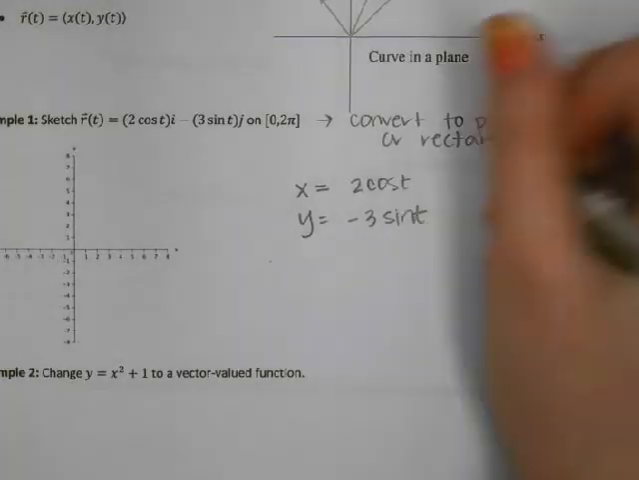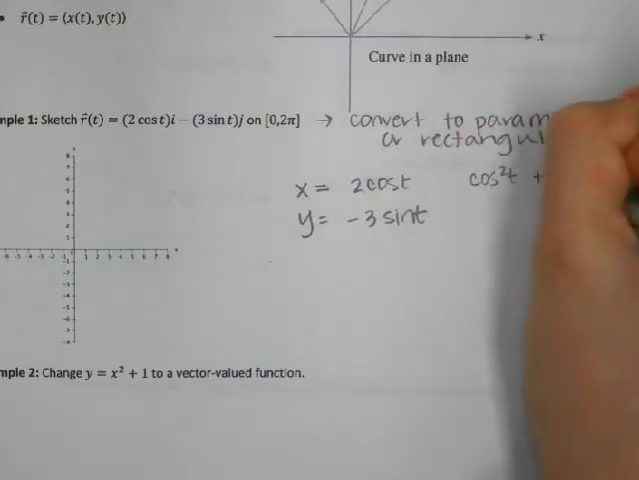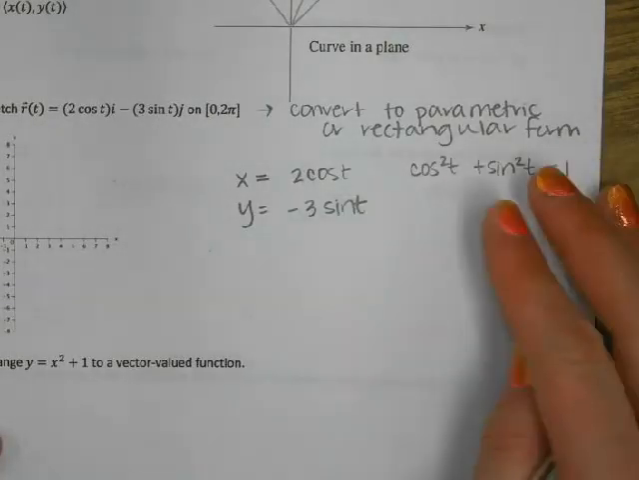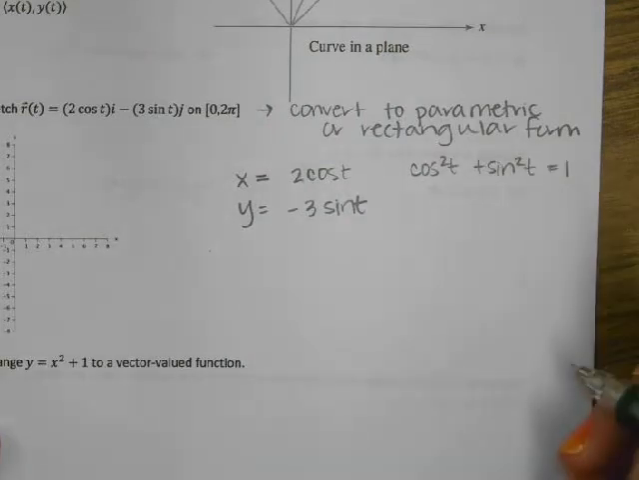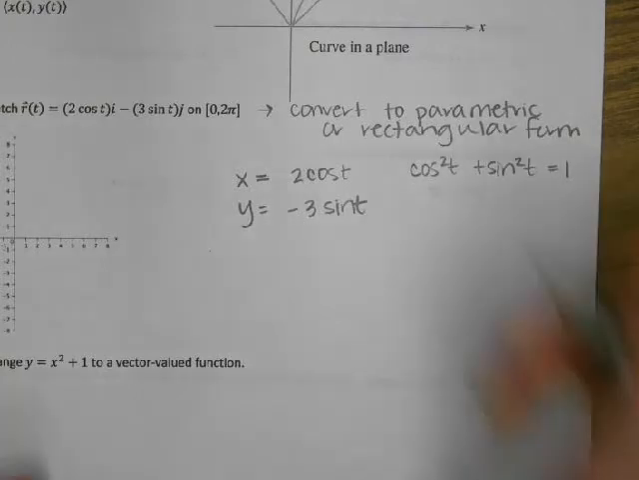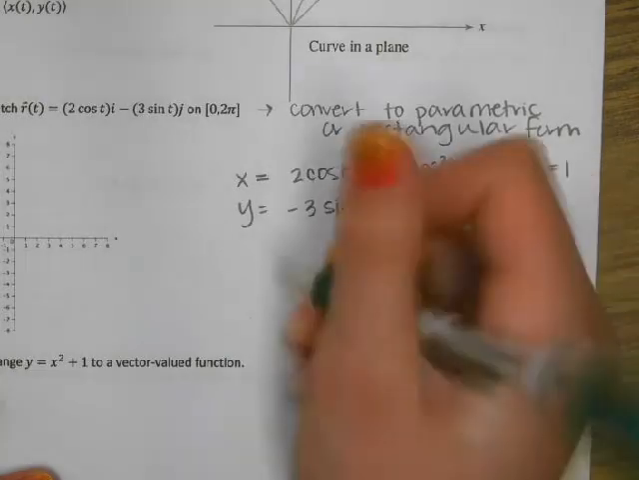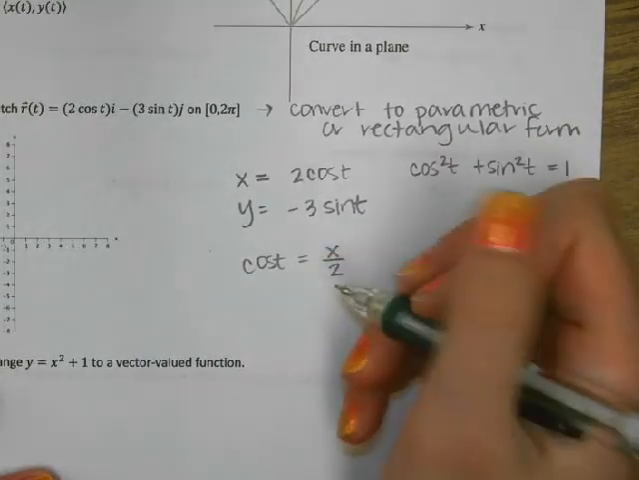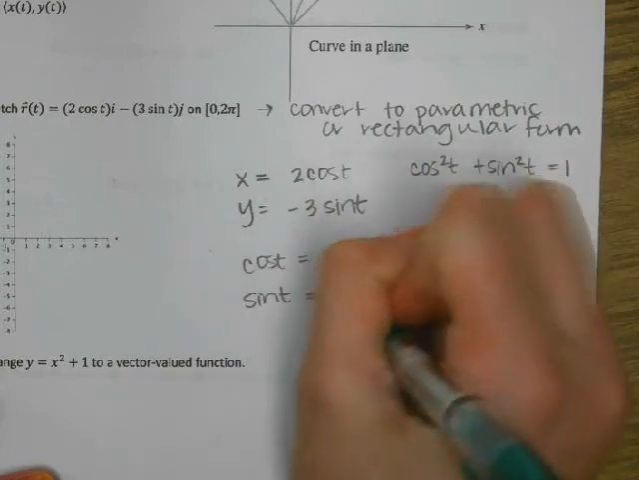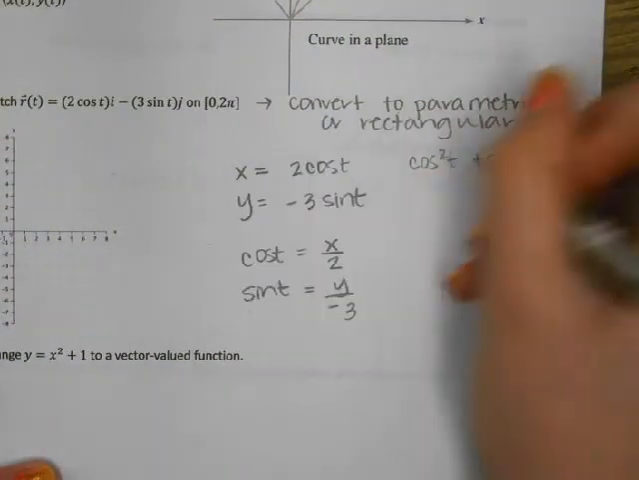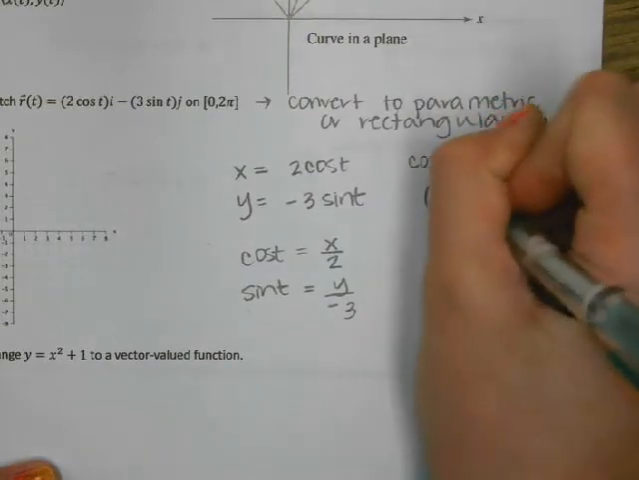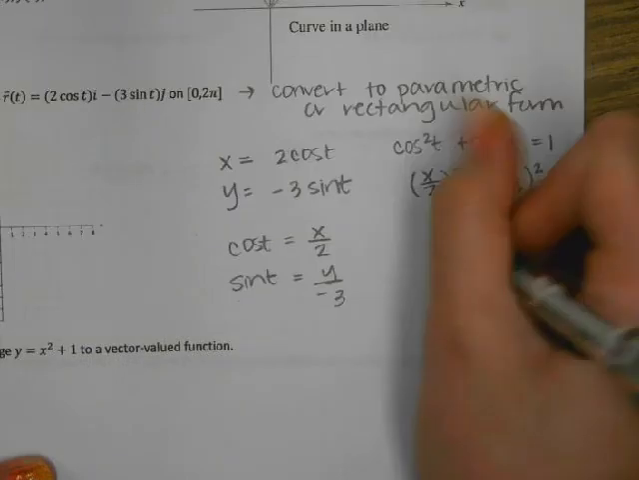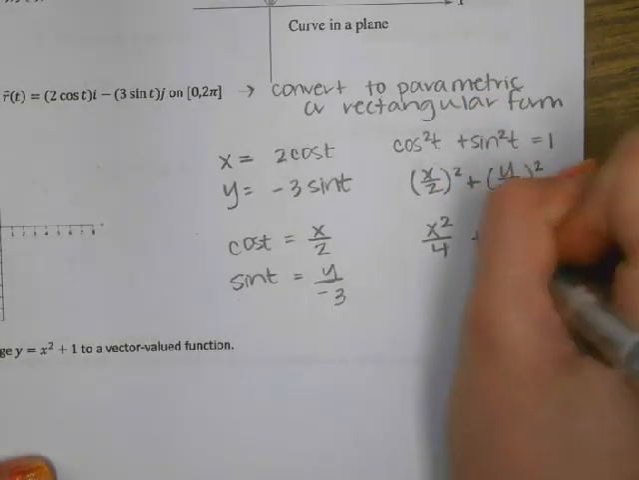So if you look at this, I remember that cos squared plus sine squared equals 1. And hopefully you've memorized that at this point, that this is kind of the trick to doing these problems because it happens repeatedly. It's not a process that is seldom used, it's a process that's pretty common. So here that means I need to isolate my cos t. And so I'm going to say that cos t is x divided by 2. For this one I need to isolate sine t, so I know that sine t is y divided by -3. And then I can go ahead and plug those in up here. So it's going to be (x divided by 2) squared plus (y divided by -3) squared equals 1. And so that gives me x squared over 4 plus y squared over 9.